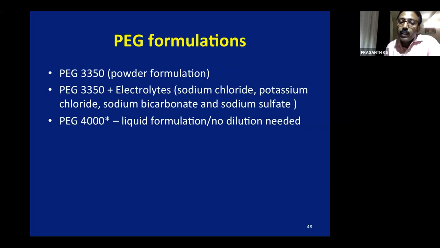Then there is a polyethylene glycol with electrolyte combination. Along with polyethylene glycol, there is a concoction of sodium chloride, potassium chloride, sodium bicarbonate, and sodium sulfate that is available as a liquid preparation. Now that they have come up with a newer liquid formulation, the advantage is that for PEG 3350, we need to reconstitute and dilute it before dispensing, whereas for the 4000 molecular weight preparation, no dilution is required, and the taste is also pleasing because of the low volume, it may be of better use in the pediatric population.